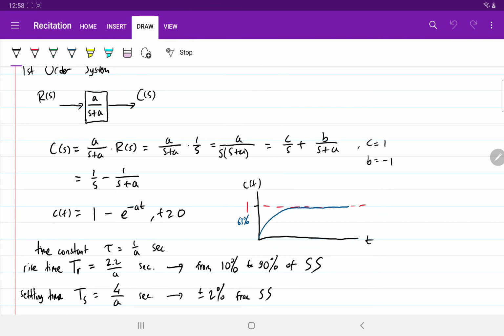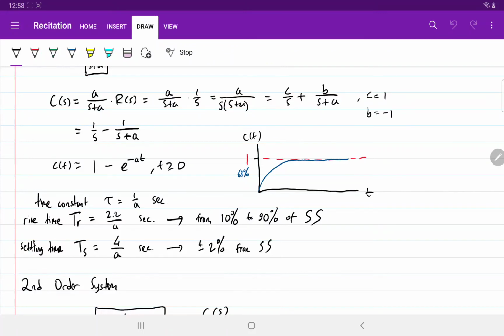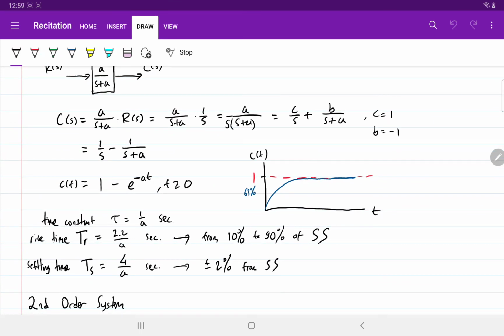For first order system, we have three measures. The first one is time constant, which is the time that it takes for the system to go from 0 to 63% of the steady state value. So the time constant T is 1 over a seconds. And rise time, what is rise time? It is the time that it takes for the trajectory of the system starting from 10% of the steady state value to 90% of the steady state. And the third one is settling time, the time that it takes for the system to settle to around plus minus 2% from the steady state value.